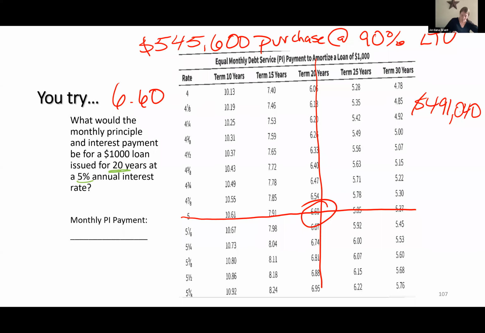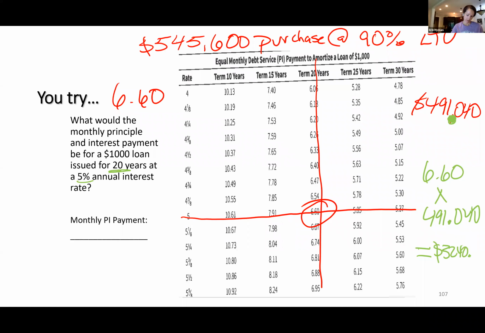And this is where my little trick of just changing the comma into a decimal is so helpful, because isn't it real easy just to go 6.60 times 491.040? And when you do that, what do you come up with for your payment? I came up with $3,240.86 or 87 cents. Does that sound about right for y'all? Depending on your rounding, you might have got 86 or 87 cents. Either one of them is great.